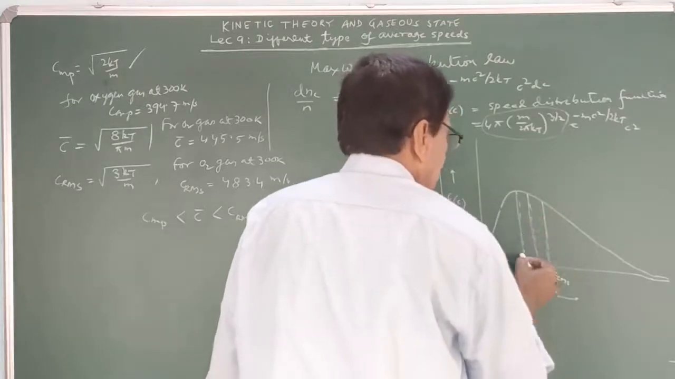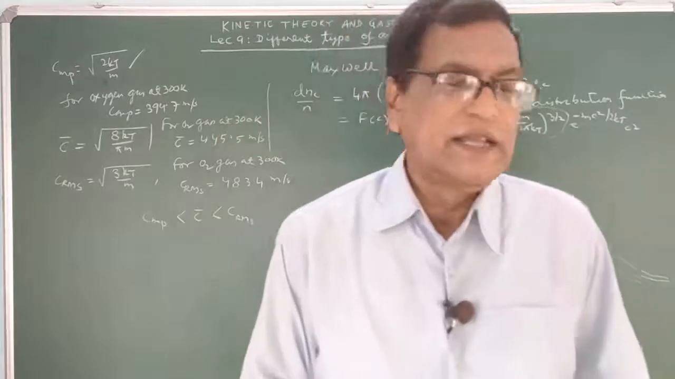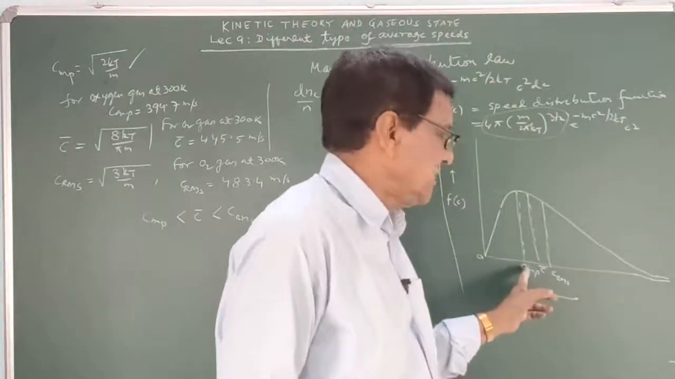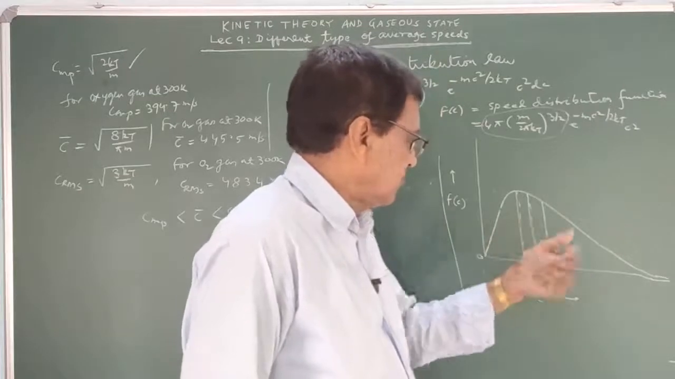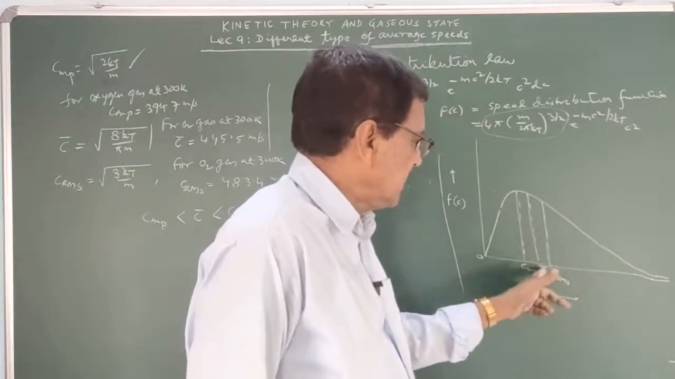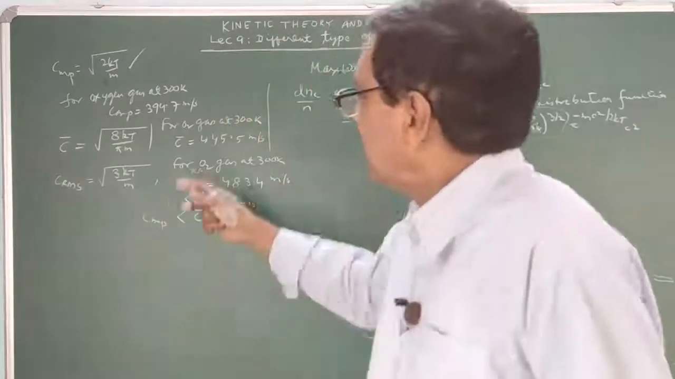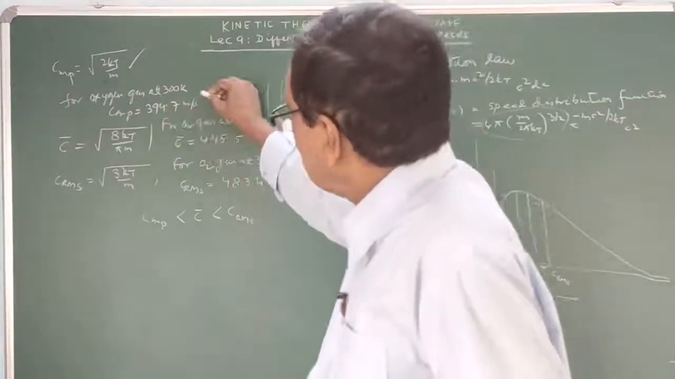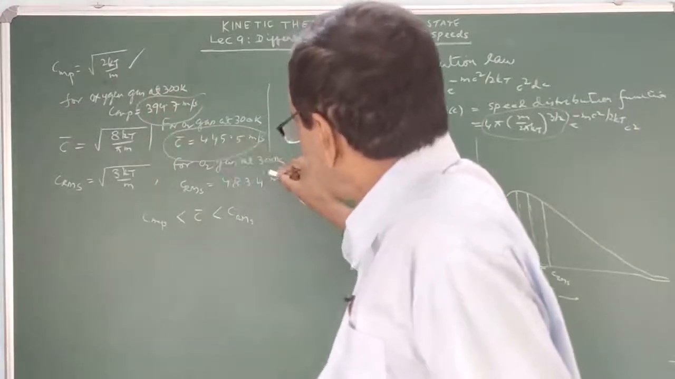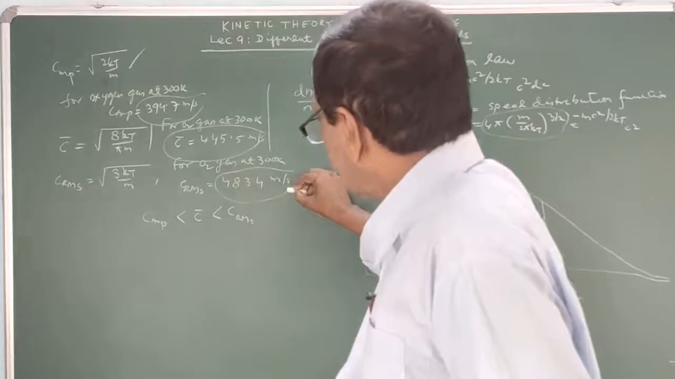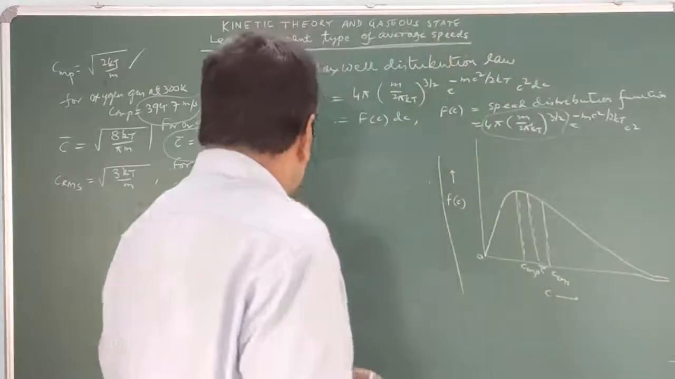So in this graph we can plot these three types of speeds, and the lowest one is this C_MP, then next to C_MP, higher is C bar, and then C_RMS is the highest one. So you can also get this numerical value. This one is C_MP, this one is C bar, and this is C_RMS. You can get this proportionality also.